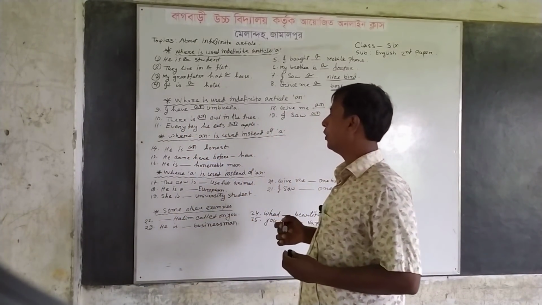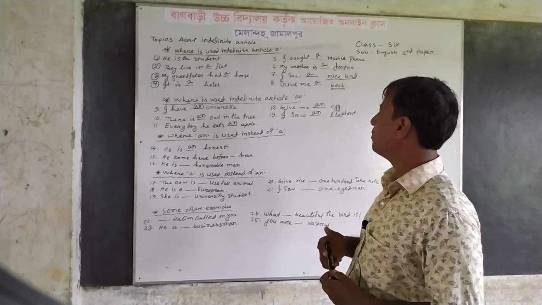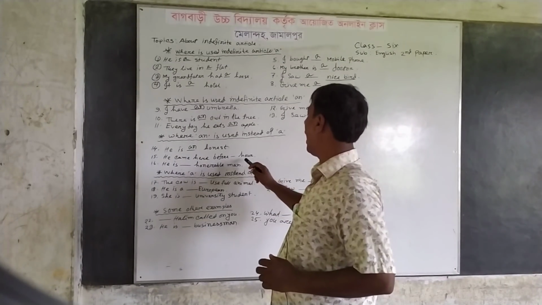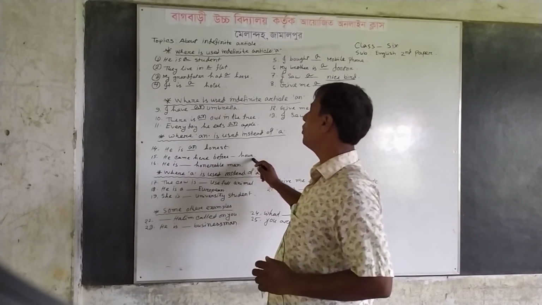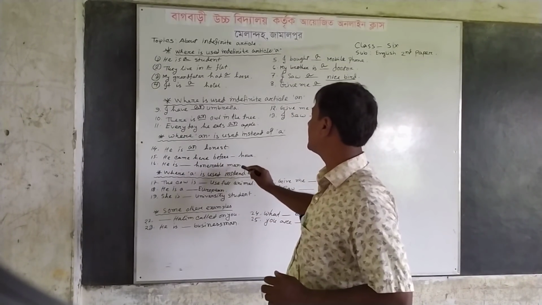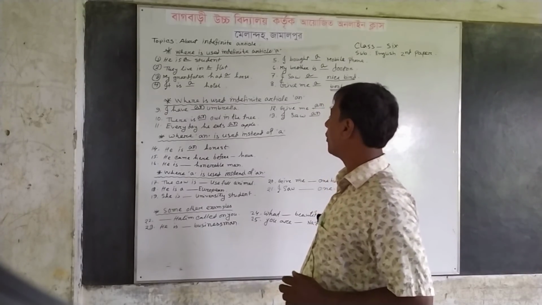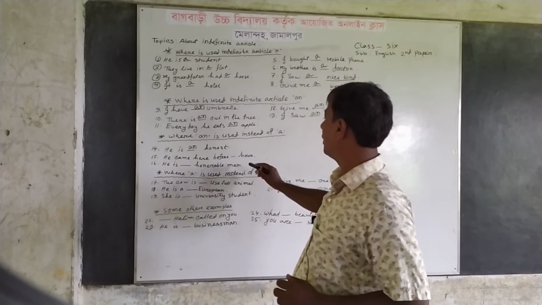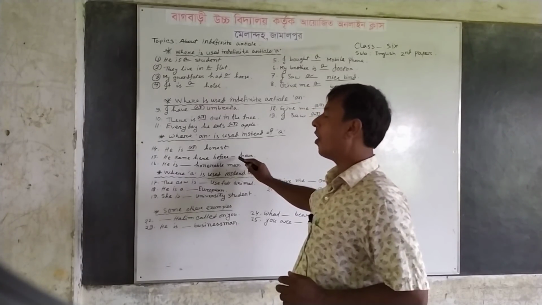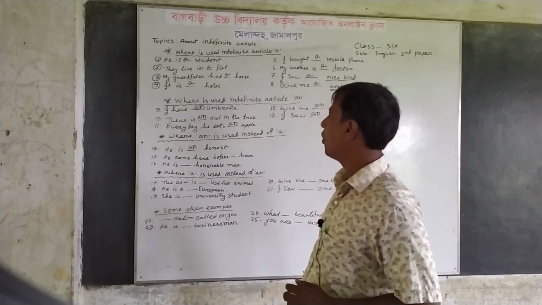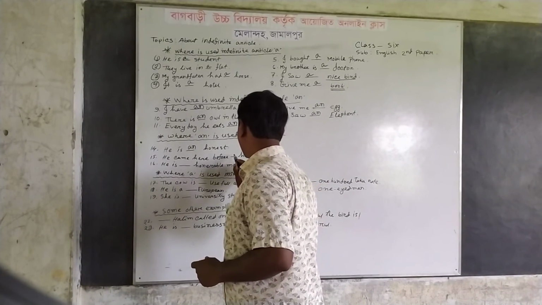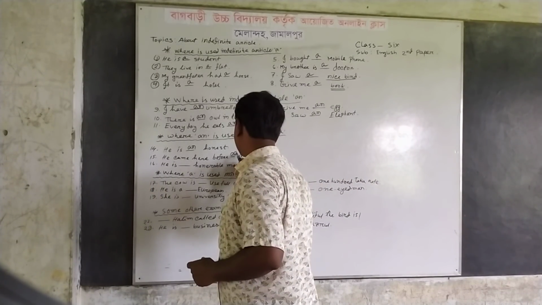The next example, he came here before an hour. Here hour, H-O-U-R. Its first letter is H, but its sound is O, not ho. So we shall use AN before hour.